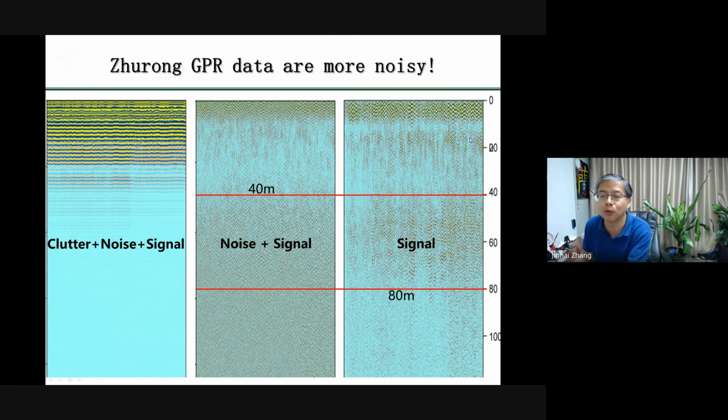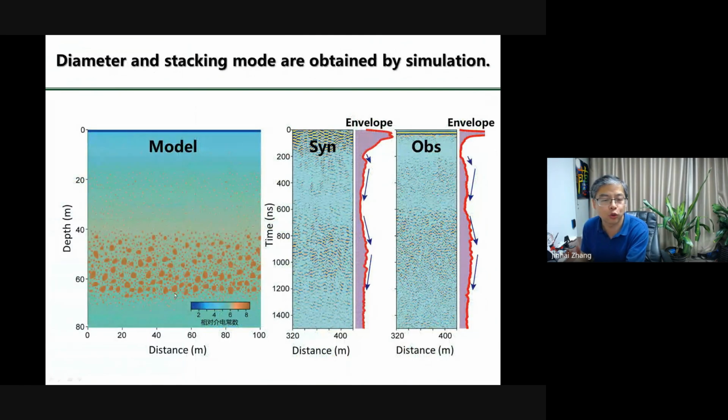It's not the traditional layer. It's somewhat a layer, not exactly a layer, because layer usually means a reflector. Here we can see two suites of reflectors. This suite has very weak reflection, and this suite has a stronger reflection. We also performed numerical simulation to compare the synthetic data and the observation. We can recover the general pattern in observation.